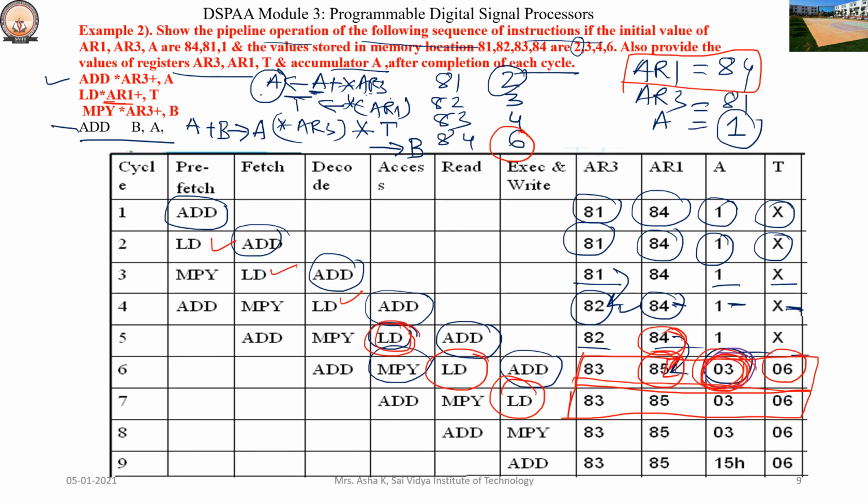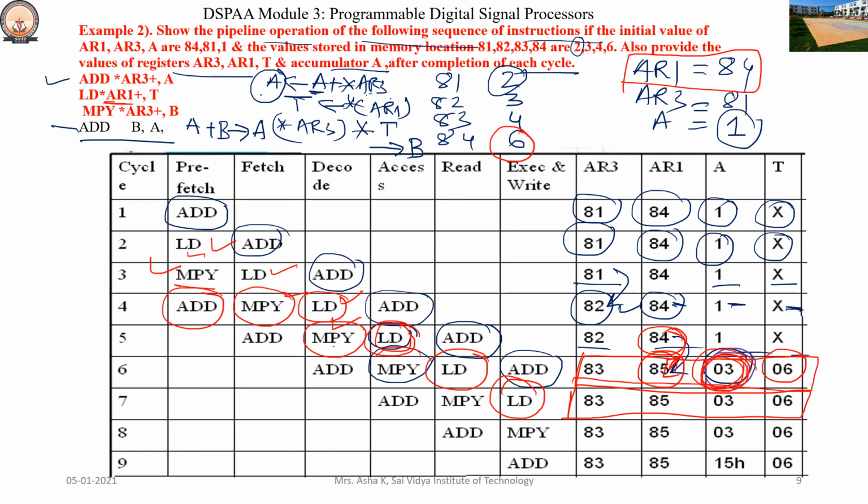Let us come to the third instruction, multiply, which is there in the prefetch phase, fetch phase and decode phase. See, it is a pipelining operation. When add is in the access phase, load will be in the decode phase and multiply will be in the fetch phase. The next add instruction will be in the prefetch phase. Now for this MPY, let's assume that it is in the decode phase.